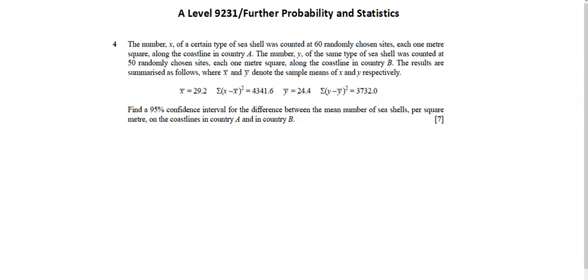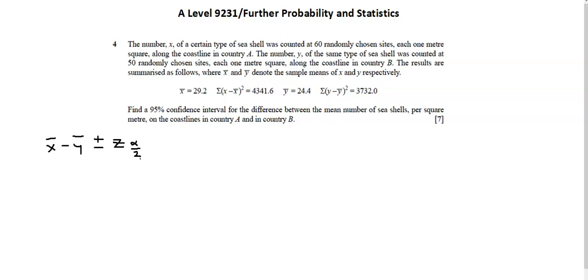Our first decision is whether we're working with Z or T. Given the sample sizes of 60 plus 50, we'll consider this to be a large sample. Those combined are 30 or more, so we're going to be working with Z. So for a difference in means using Z, we're going to work with bar x minus bar y, plus or minus our z-score. I'm going to note that as z sub alpha over 2.